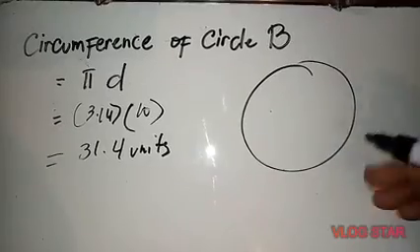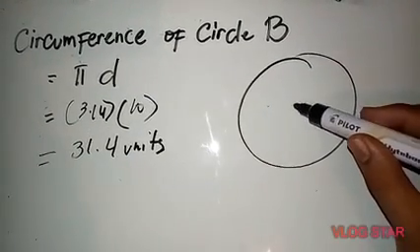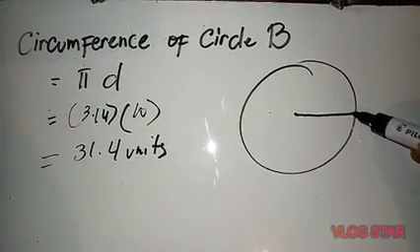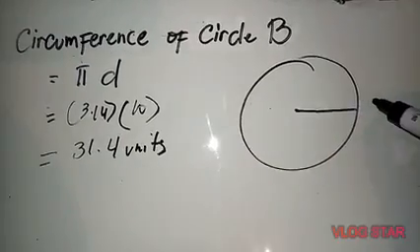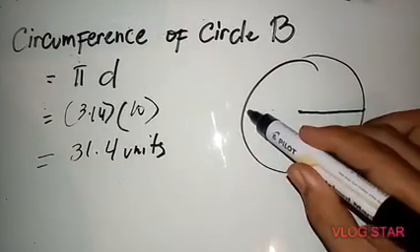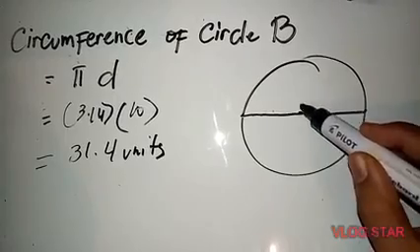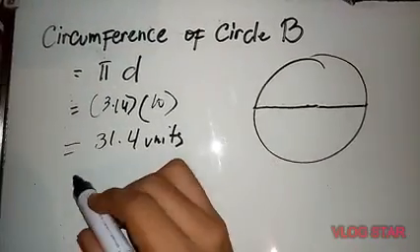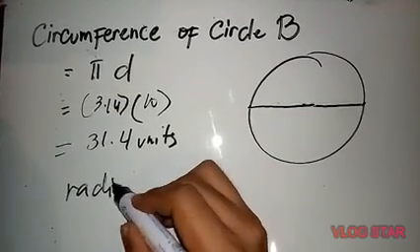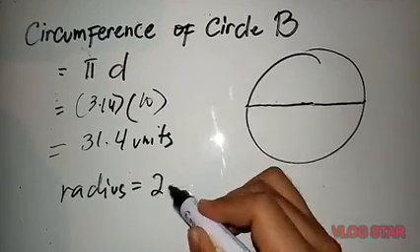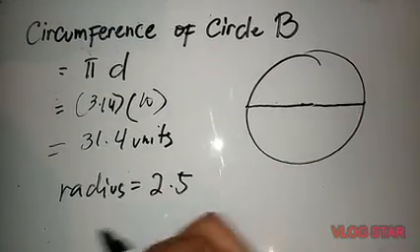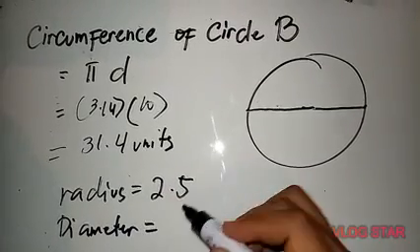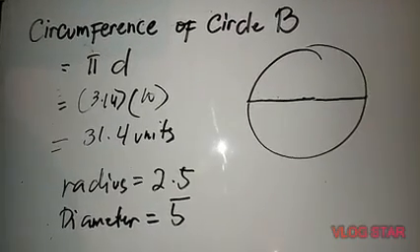So what is the difference of the diameter and radius? Let's say this is a perfect circle. From the center to this point is the radius. From end to end is the diameter. Half is the radius and end to end is the diameter. For example, the radius is 2.5. Therefore, the diameter is 5.